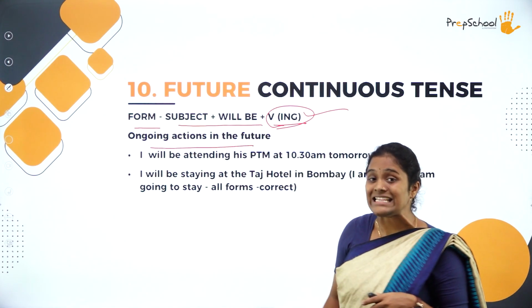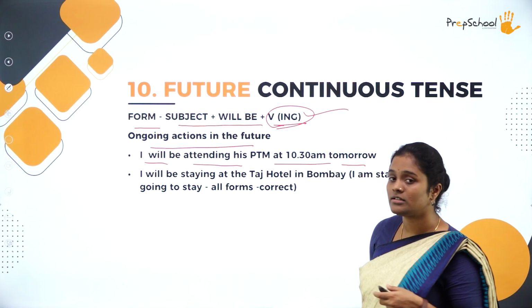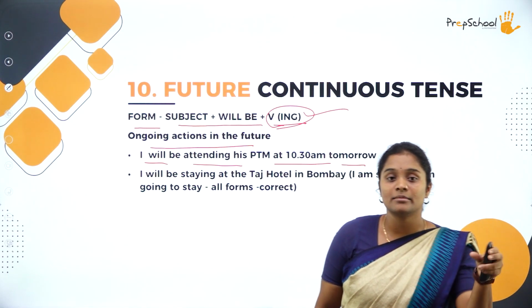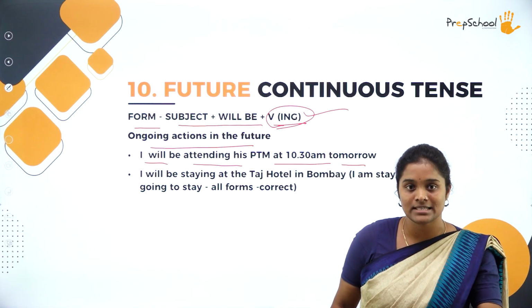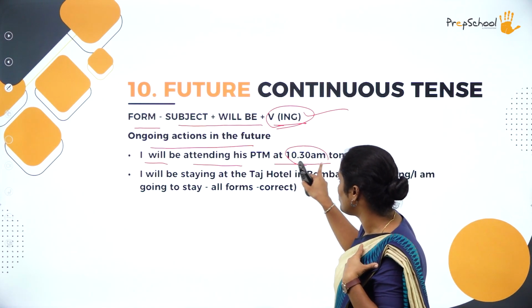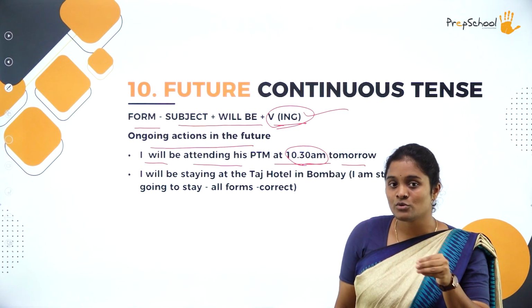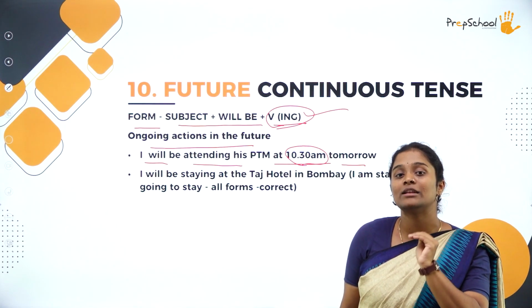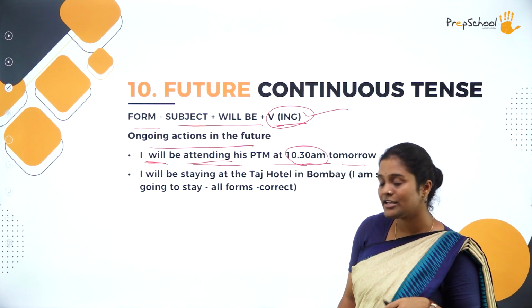Ongoing actions in the future. I will be attending his PTM at 10:30 tomorrow. Somewhere in the time reference that you're giving in the future, at this point of time, I will be doing this. Don't know at what time this would end, I only know that it is going to start at this particular time. So I will be doing this. Don't know till what time. Hence, I will be attending, verb in the ing form.